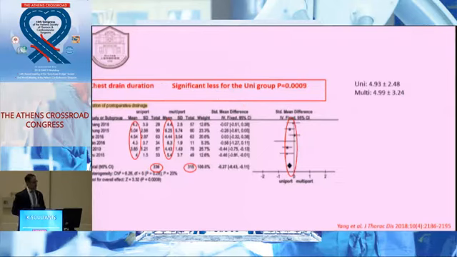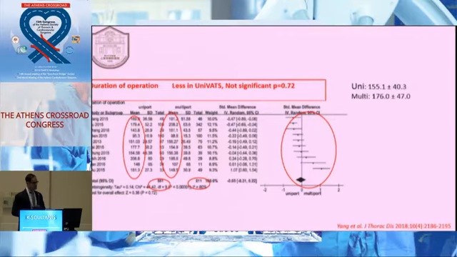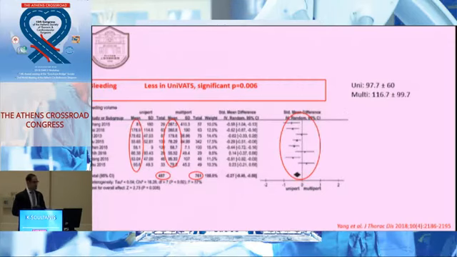Chest drain duration, again, significant advantages demonstrated for the UniVATS technique. In terms of duration of operation, there seems to be no significant difference. UniVATS has an advantage, but this is not significant. Intraoperative bleeding, again, some studies favor the UniVATS, others the multi-VATS, but as the meta-analysis showed, there could be a significant advantage of the UniVATS technique.